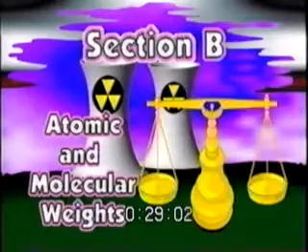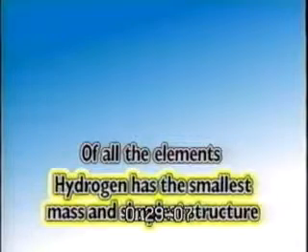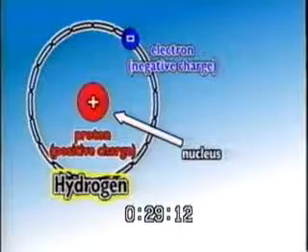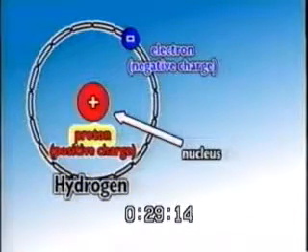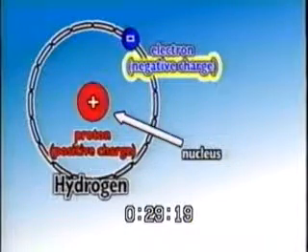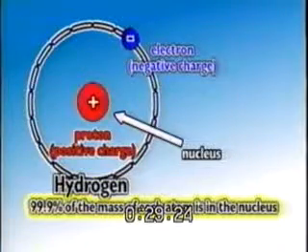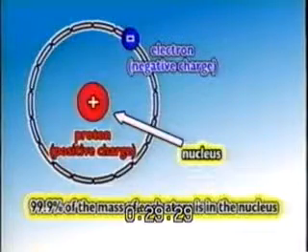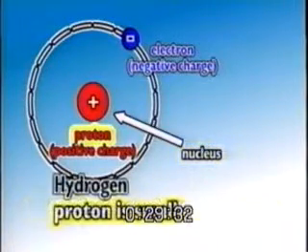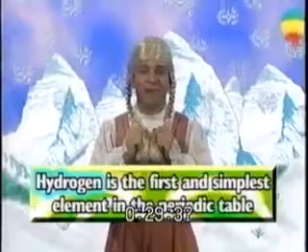Section B, atomic and molecular weights. Of all the elements, hydrogen has the smallest mass and the simplest structure. A hydrogen atom consists of 2 electrically charged particles, the proton, which has a positive charge, and the electron, which has a negative charge. As small as it is, the hydrogen atom has measurable mass. 99.9% of the mass of each atom is contained in the nucleus of the atom, where the protons are. Because as small as protons are, an electron's mass is much, much smaller.